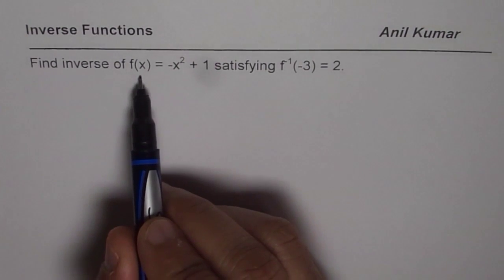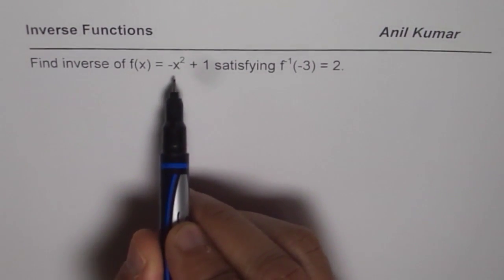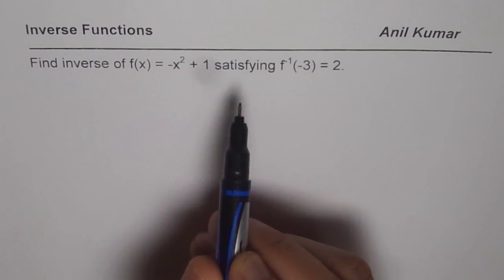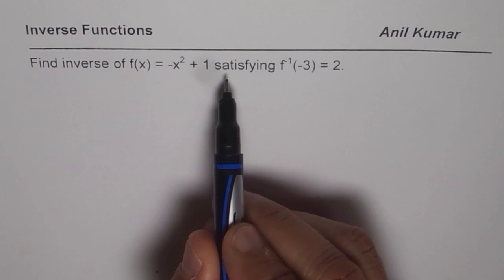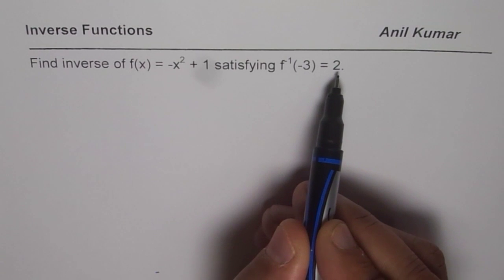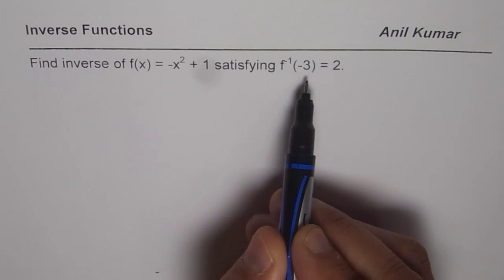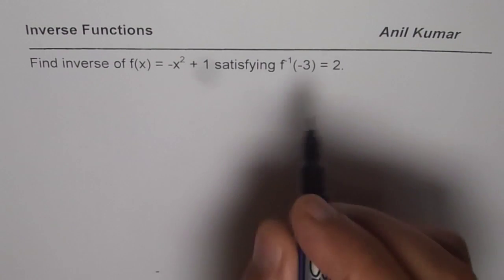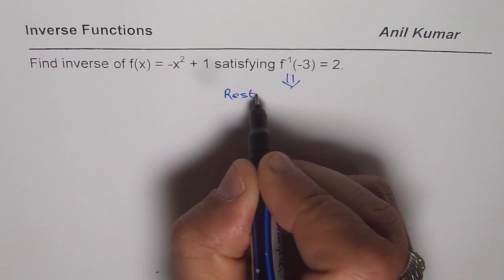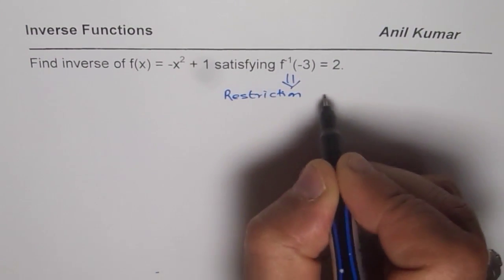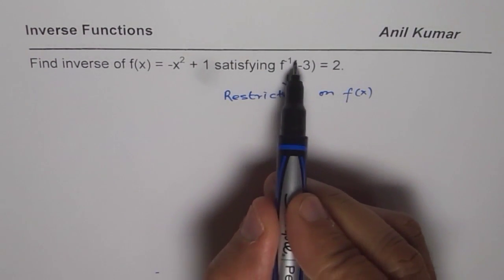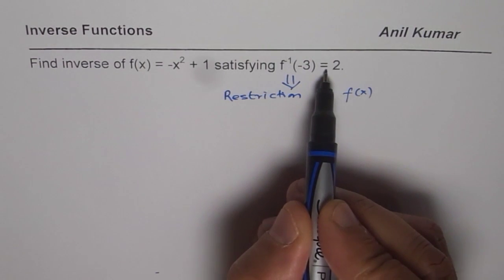Now, as you know, the inverse of a parabola, which in this case is minus x squared plus 1, will not be a function. But what we are given here is a condition which says satisfying the condition that f inverse of minus 3 is equal to 2. Now that really means that the function has been restricted. So this particular condition implies restriction on function f of x. Only then inverse will be a function, and at minus 3 we are looking for a value of 2.